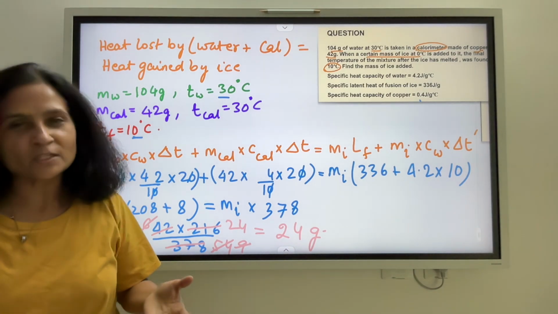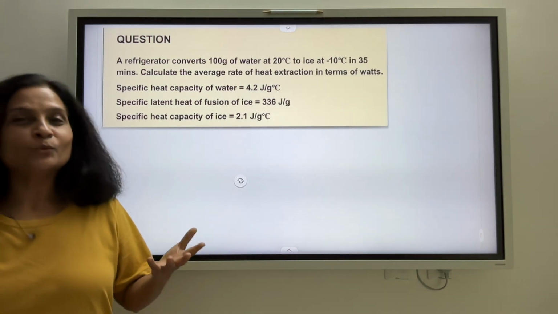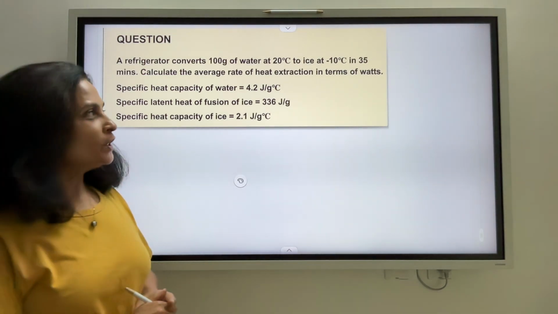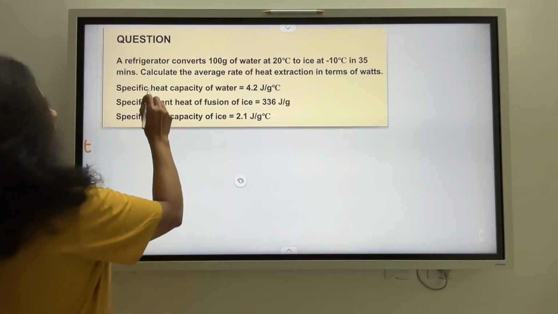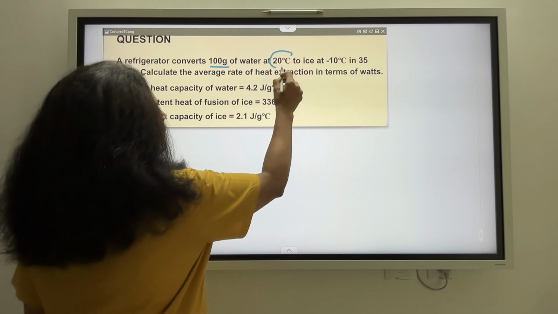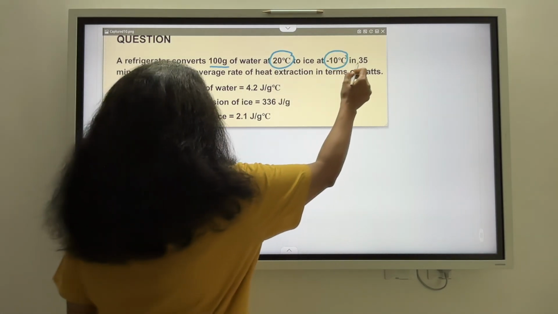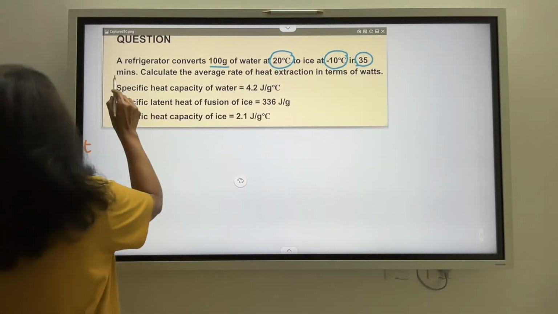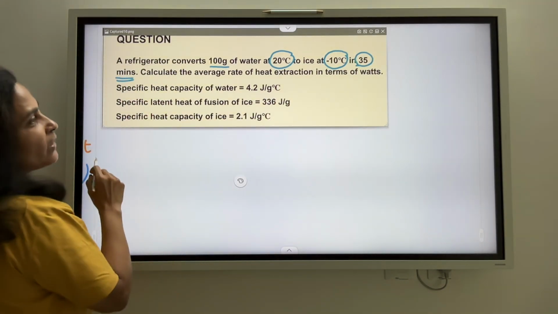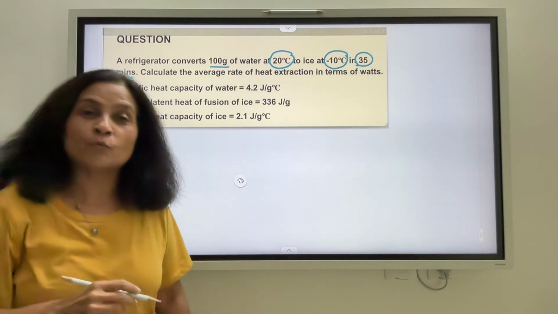So let us see what it is. Now this question is very interesting and has to do with the cooling curve of water. So let us check this out. A refrigerator converts 100 gram of water at 20 degree centigrade into ice at minus 10 degree in 35 minutes. Calculate the average rate of heat extraction in terms of watts.